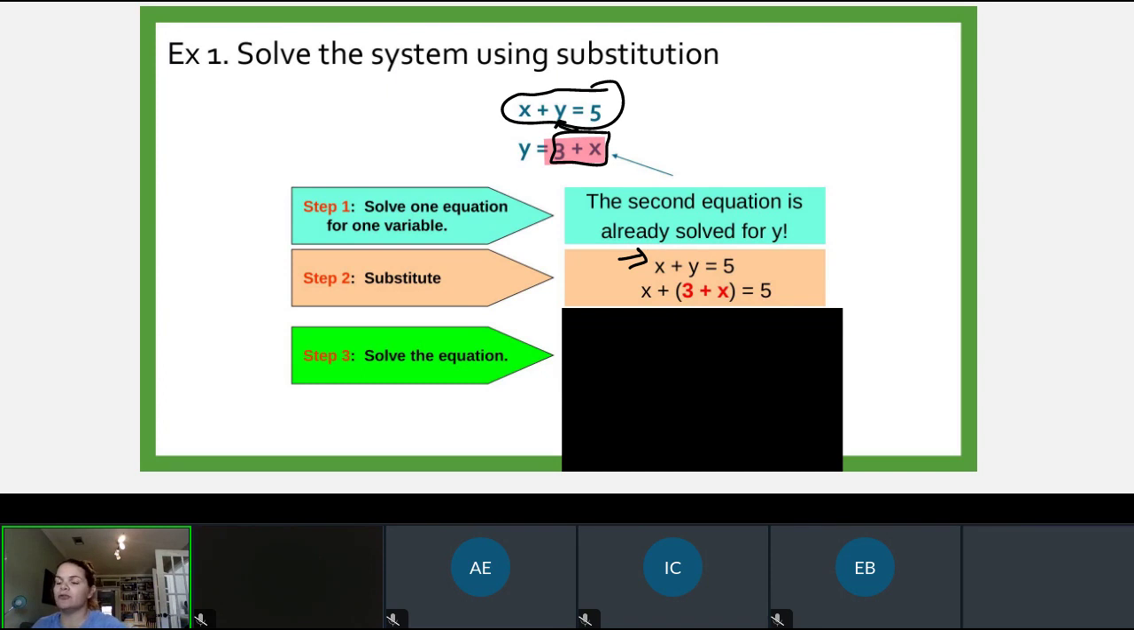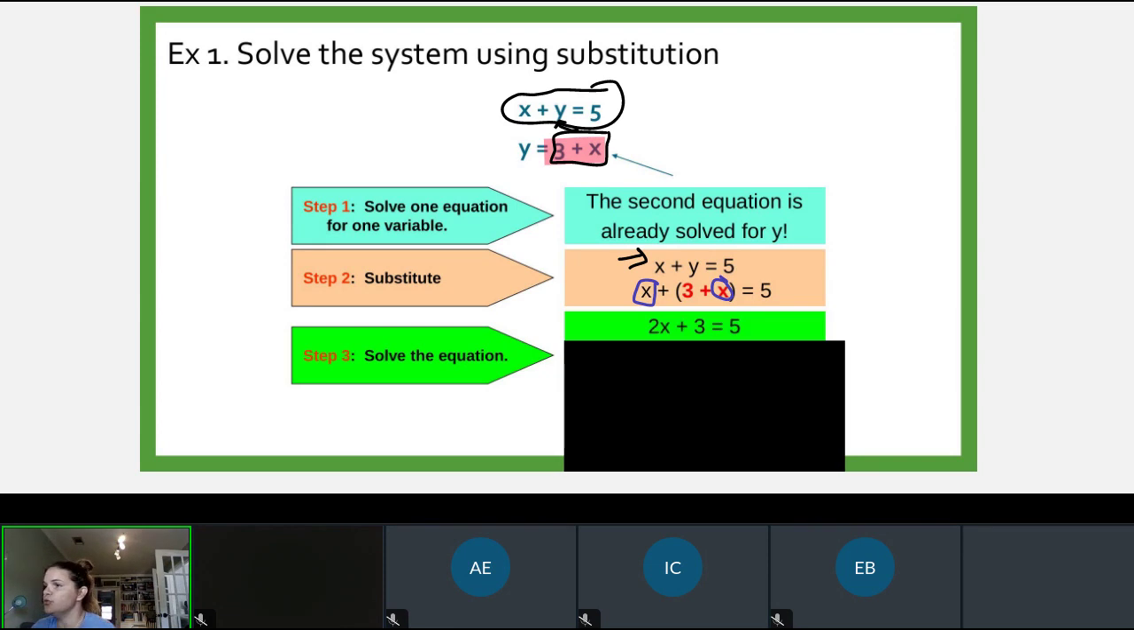Okay, so now remember I told you that we're going to solve the equation because we're going to only have one variable left. That's what we're trying to do. Yes, exactly, Erica. So we wanted to get to have just one variable. So x plus 3 plus x, I'm going to combine my like terms. So I have x and x. So 1x plus 1x is going to become 2x. So I get 2x plus 3 equals 5.